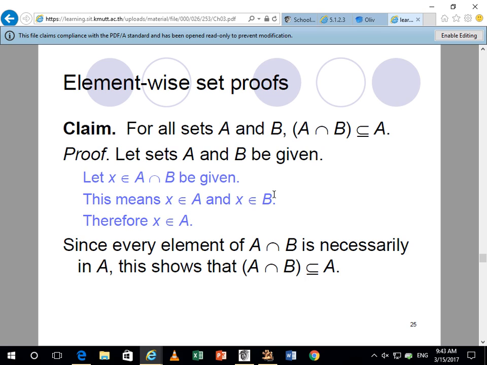In words, we go through this mathematical proof, and we see that since all the elements in the set A intersect B are by definition elements in A, this shows it is true. This kind of proof requires a little bit of English or language writing to indicate the proof.